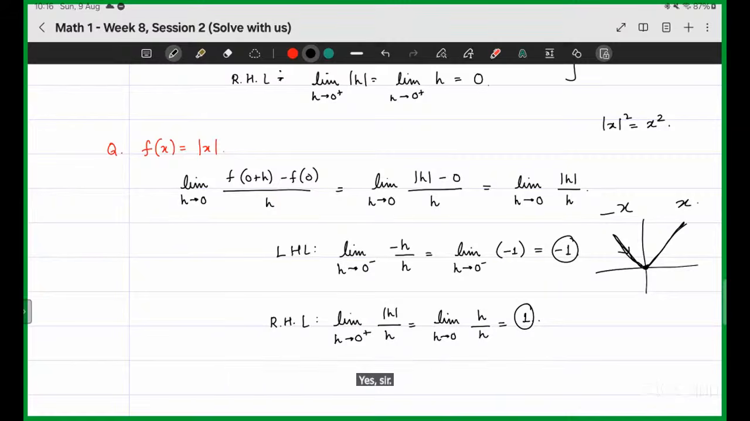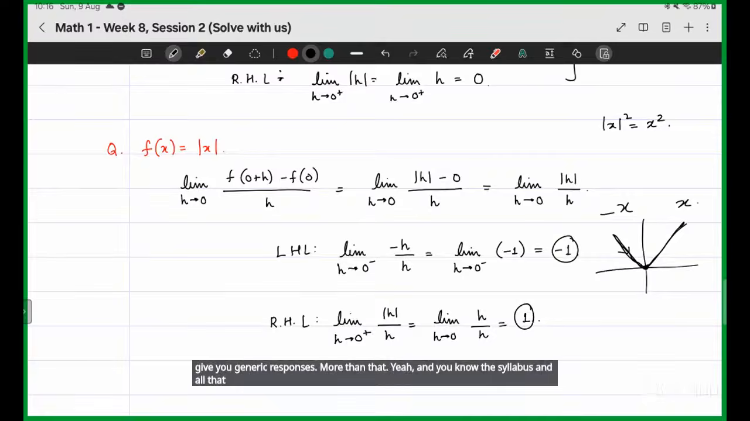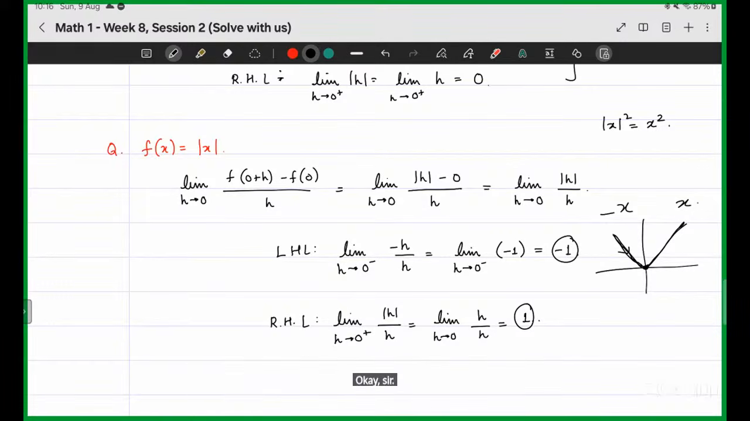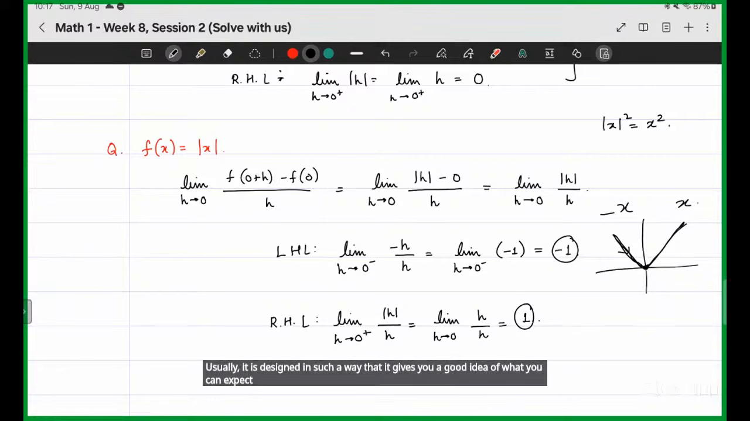And the syllabus, sir? It's just week 5 to week 8. Yes, sir. Thank you, sir. Try to get the mock done. I think that usually it is designed in such a way that it gives you a good idea of what you can expect in the exam.